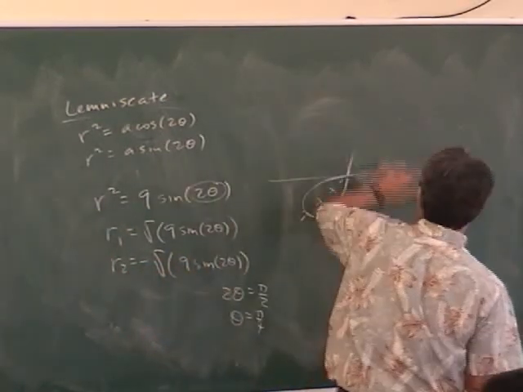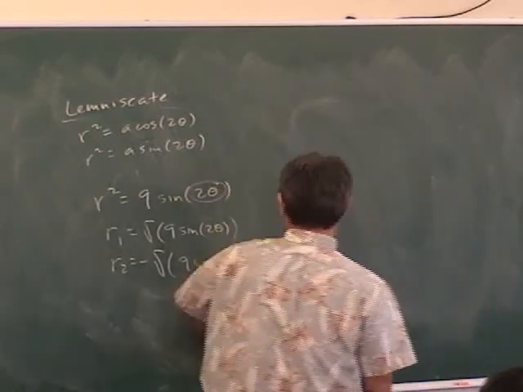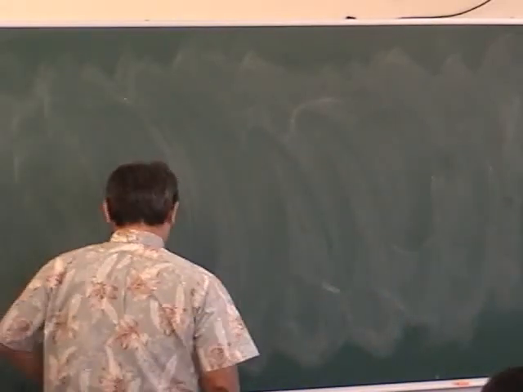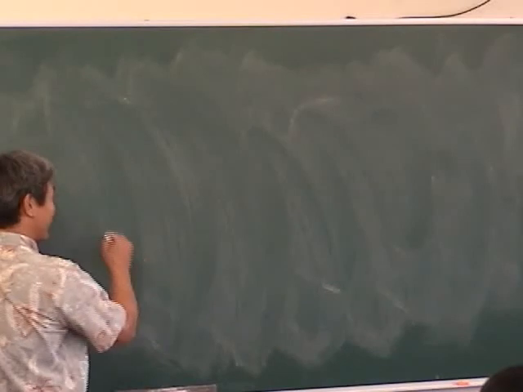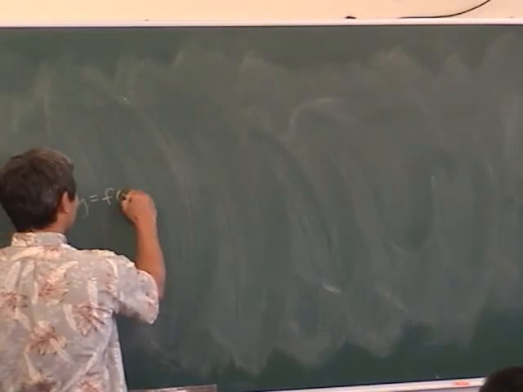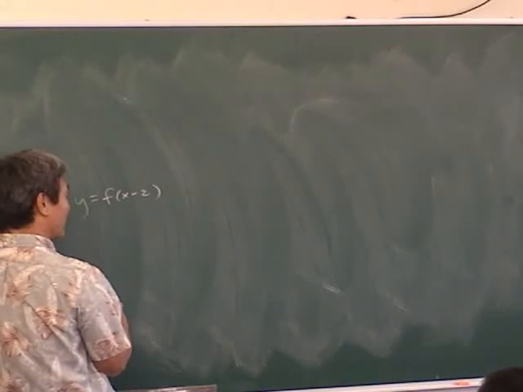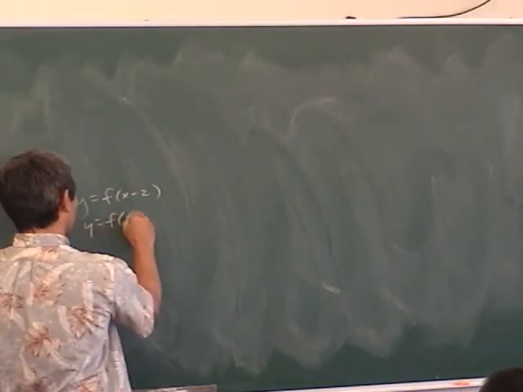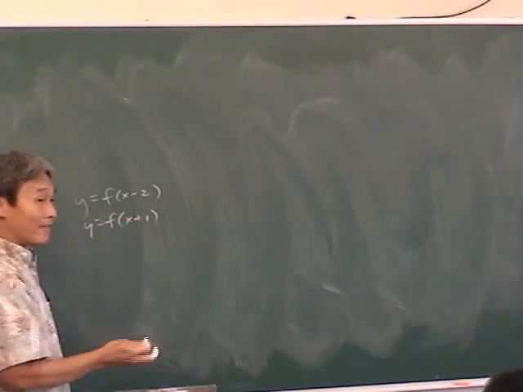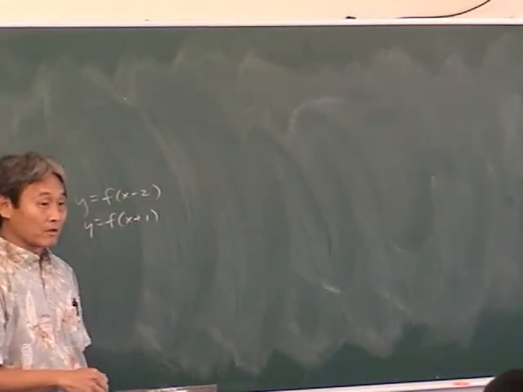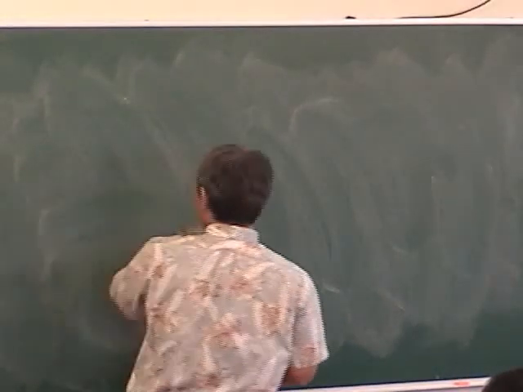Okay, last thing. We've got 2 minutes. Now when you graph regular graphs in the rectangular coordinate system, what does this do to the graph? It shifts it 2 to the right. What does this do? Shifts it 1 to the left. So is there something similar in the polar coordinate system? You bet there is.